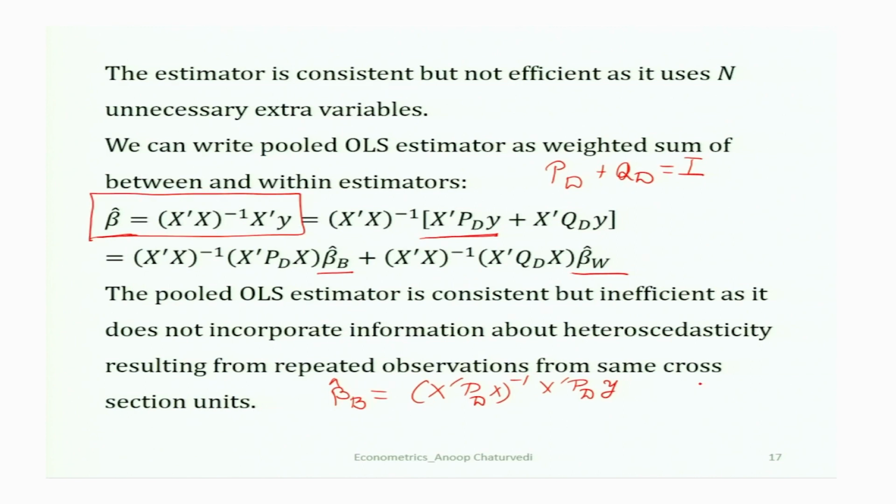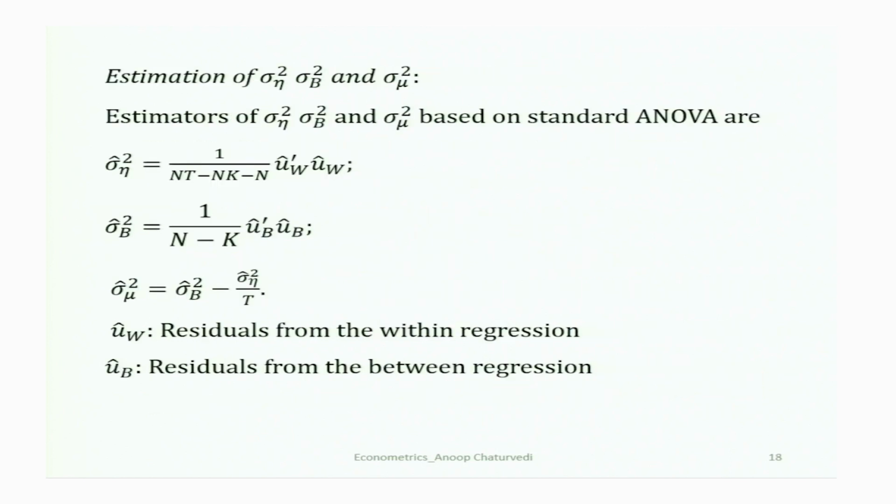Remember that the variance covariance matrix of U is omega, and if you look at the elements of omega, then in the diagonal you get sigma square mu plus sigma square eta. In the off diagonal you get sigma square mu. So, the disturbances are not homoscedastic. Then we consider estimation of sigma square eta, sigma square B and sigma square mu.